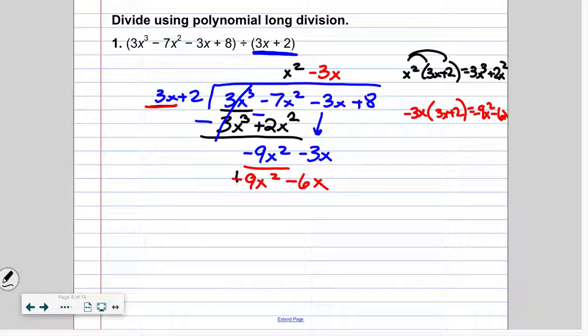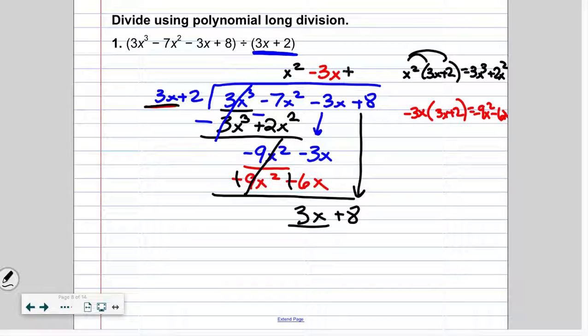We're going to subtract, so we've got to change the signs. Minus and minus is really plus. These cancel out. We get 3x right here. Bring down the 8. Look at the first terms. 3x and 3x. 3x times 1 is 3x. So now we take the 1 times 3x plus 2. That just gives us 3x plus 2. So underneath, we write 3x plus 2.